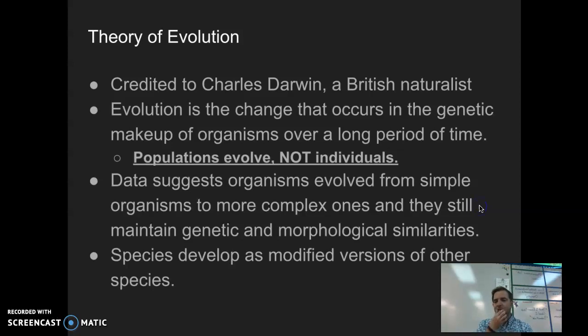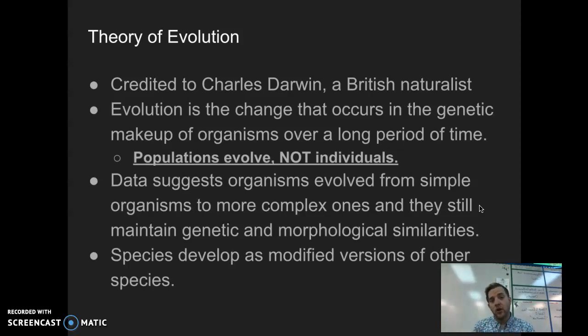The basic idea of evolution is credited to Charles Darwin. There's controversy as to whether or not he really is the father of evolution, but he definitely was the originator of the idea of natural selection. Evolution, by definition, is change that occurs in the genetic makeup of organisms over a long period of time. It's very important to recognize that evolution occurs in full populations over a large period of time.